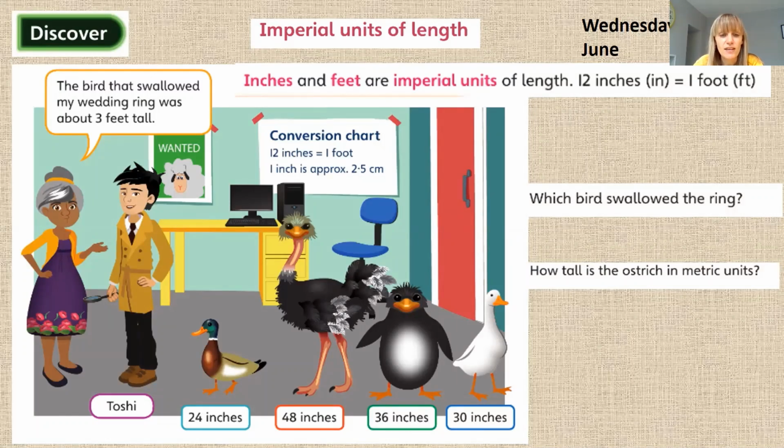So if we're looking at those and we know that the bird that swallowed the wedding ring was 3 feet tall, we know that 1 foot is about 12 inches. We know that therefore 2 feet would be 24 inches because it's doubled, isn't it? We've doubled the feet, so we must double the number of inches. Now we then need to go for 3 feet. So we've got to add another 12 inches onto there. So that's going to be 36 inches. So do we all agree?